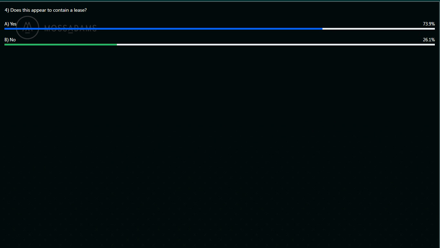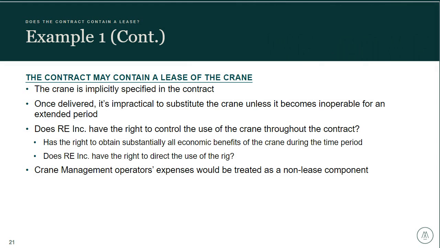Perfect. Okay, so most people say that yes, this appears to contain a lease. I would also agree, but there are some nuances to think about with this. It's generally straightforward. So it may contain a lease, and we always do the "may" because people can think of certain situations where it might not. But we know that the crane is implicitly specified in the contract. It's going to be the crane that gets delivered and used. Once it's delivered, it's impractical to substitute the crane unless it becomes inoperable for an extended period of time.